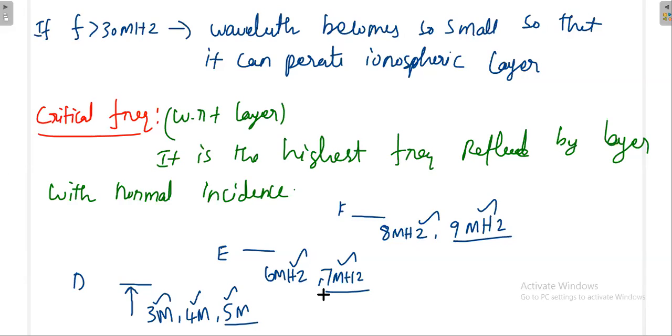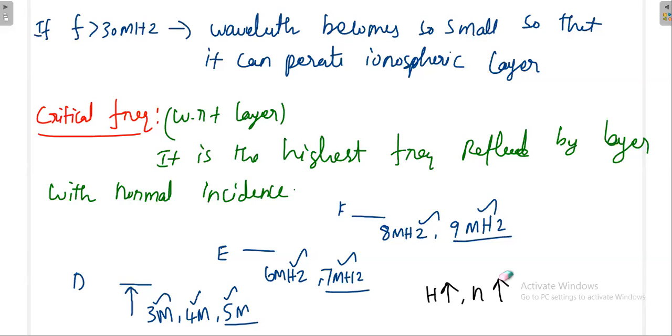So one thing is very clear. When I go to a higher and higher layer, from D to E, E to F, definitely the critical frequency increases. Why does it increase? We'll see. Because when I go from D to E, E to F, my height is increasing. When my height is increasing, my refractive index is increasing. Why is the refractive index increasing? Because my ionic density is increasing.